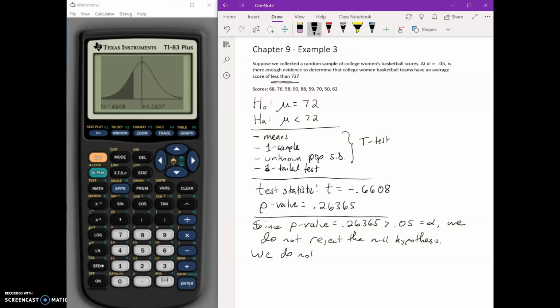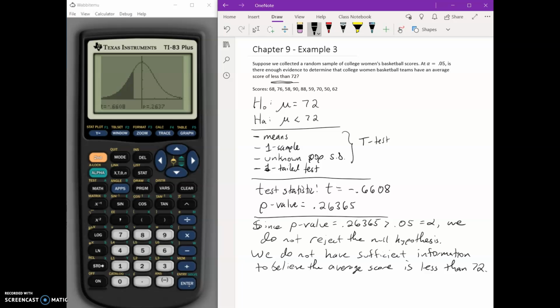We do not have sufficient information to believe the average score is less than 72. We have some evidence to believe that the mean is less than 72, right? Our sample mean was 69, so it's not completely unheard of, but it's just not enough. We don't have enough to really say that it's not due to random chance, that it is something special going on.